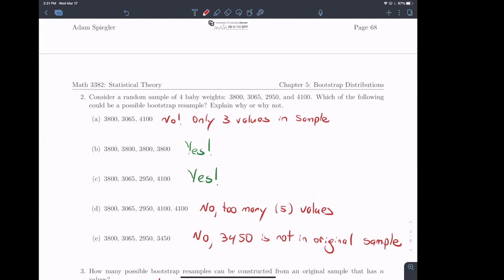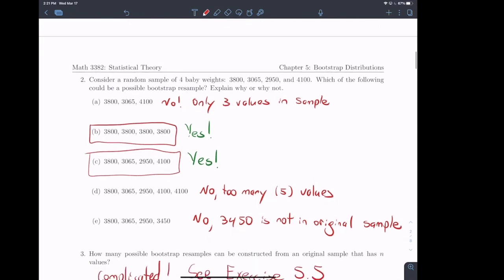Okay, so yeah, we might get one repeated value every single time. It's possible that we get the original sample back as a bootstrap resample. We can't get samples with fewer things, we can't get samples with more things, and we can't get samples that have values that weren't in the original sample. But again, we are picking with replacement. So it's like these 4 values are in a bag, we shake it up, we pick a value, and then we put it back in the bag, we shake it up, and then it's possible we pick it again.